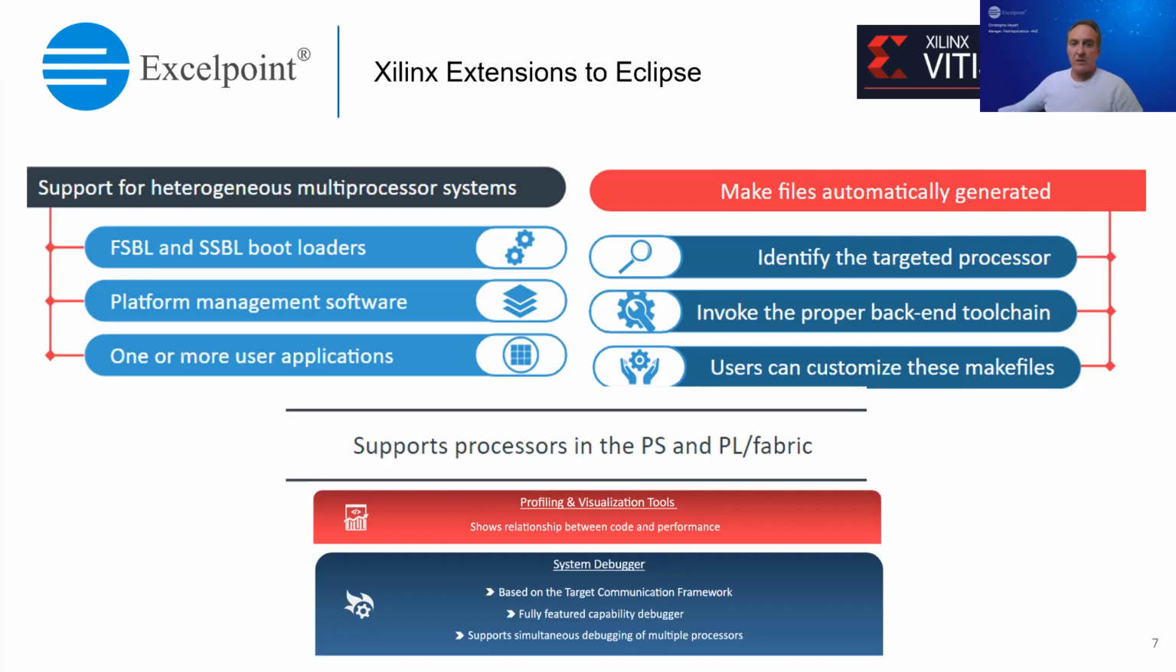The system debugger is a capable debugging tool, and it's based on the target communications framework. The tool communicates with the JTAG cable and connects the hardware to the various software tools. The traditional GNU debugger tool, GDB, is also still available, but it's nowhere near as capable as the system debugger. So it's recommended to use the system debugger as it's capable of debugging multiple processes, which is a requirement in multi-processor environments.